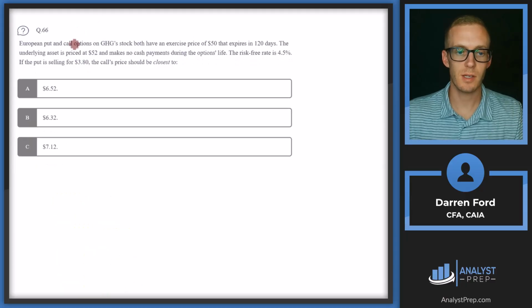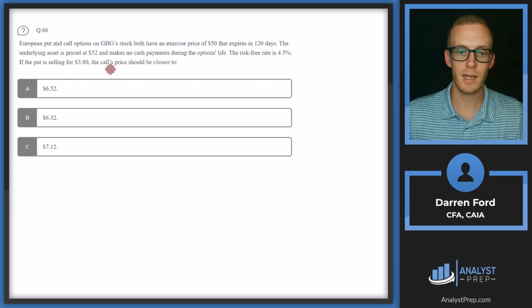Question 66. European put and call options on GHG stock both have an exercise price of $50 that expires in 120 days. The underlying asset is priced at $52 and makes no cash payments during the option's life. The risk-free rate is 4.5%. If the put is selling for $3.80, the call's price should be closest to.